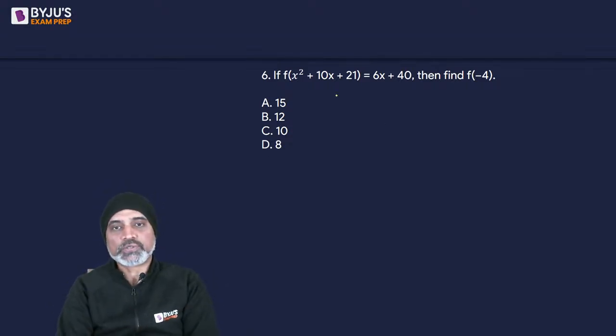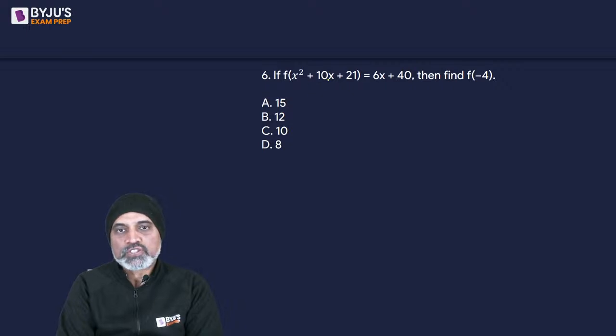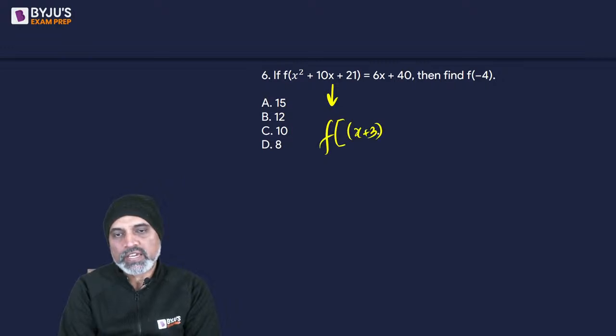So this is a quant question. If x square plus 10x plus 21 is 6x plus 40, then find f of minus 4. So can we write the left hand side as f of x plus 3 into x plus 7, and that is equal to 6x plus 40.